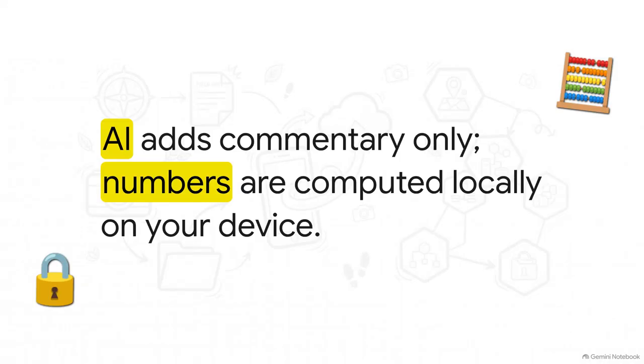Now, there is a very vital distinction we need to make right here. While the AI can obviously look at a photo and extract a number for you to review, when it comes to your actual project page metrics, things like your running expense totals or your average blood pressure over a week, those numbers are computed locally on your device using standard, reliable math. The AI is only there to add conversational commentary. The hard numbers themselves are never AI generated, which means they can't be hallucinated. You can always trust the math.